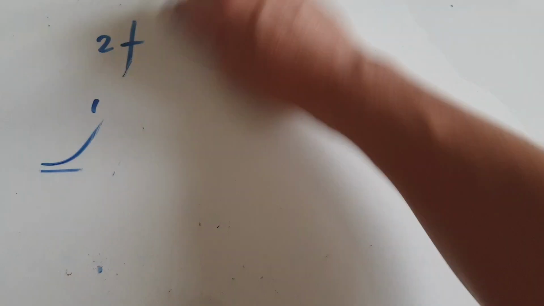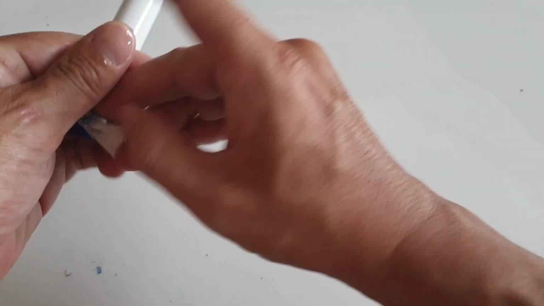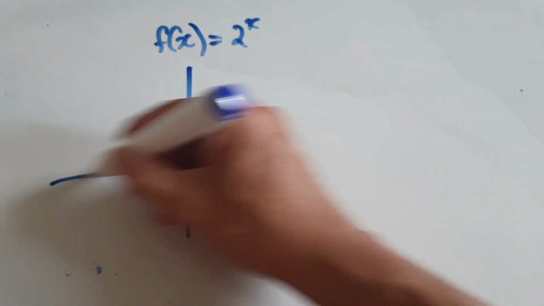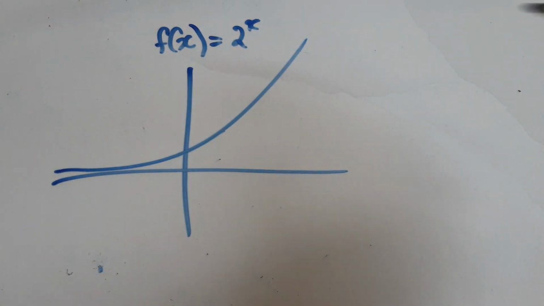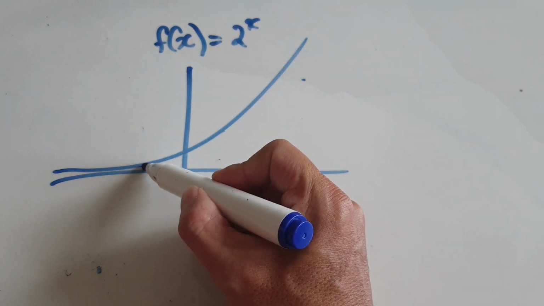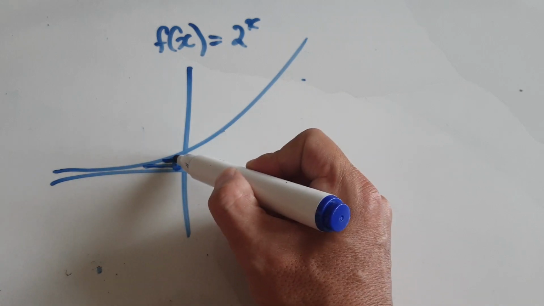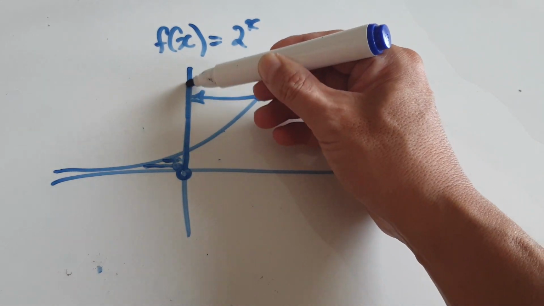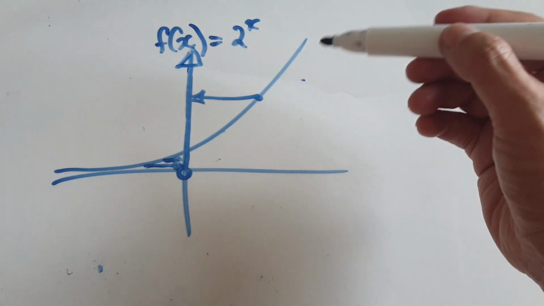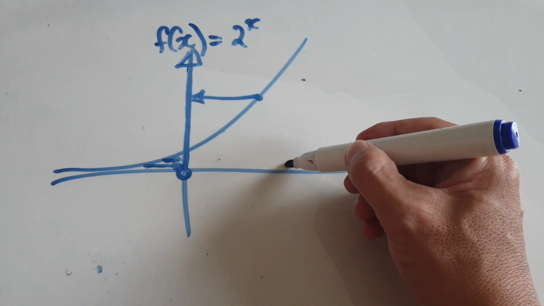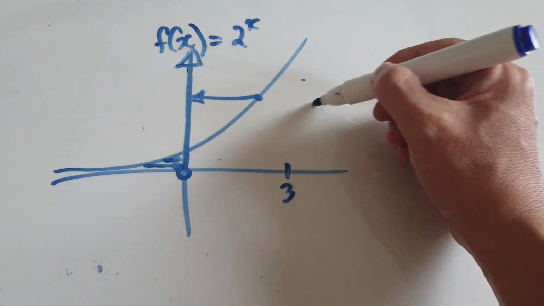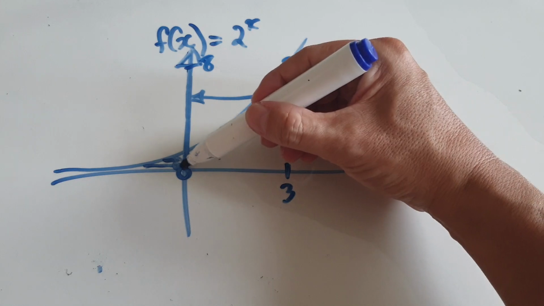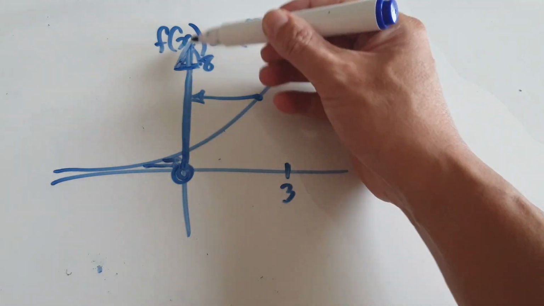f of x equals 2 to the power of x. Take my word that this function looks like this. So the range here, you can jump to here, you can jump to here, you can jump to here. You see the range is everything all the way to the top. Because if you put in, let's say, 3, 2 to the power 3 is 8, it would jump to the number 8. So the range is everything from 0 all the way up.